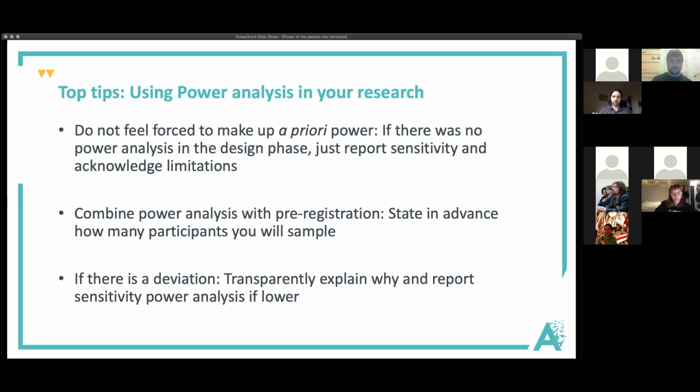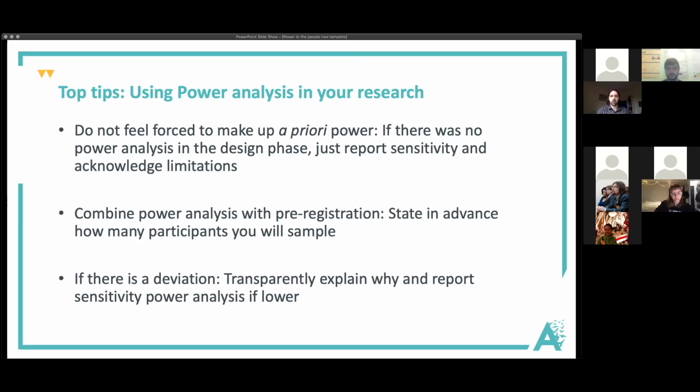So although it can be difficult and some reviewers will insist on it, you just have to push back and say, I didn't do one. The best I can do, now that I've finished the study, is essentially report a sensitivity power analysis. So I know I now have 100 people in my sample. These are the effect sizes I would be able to reliably detect. These are the effect sizes I would not have been able to reliably detect.